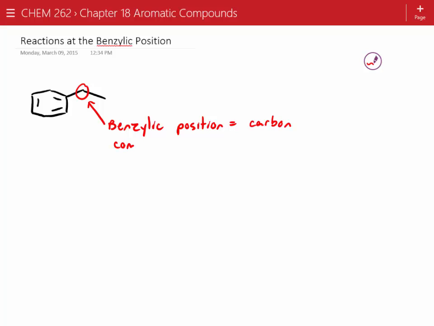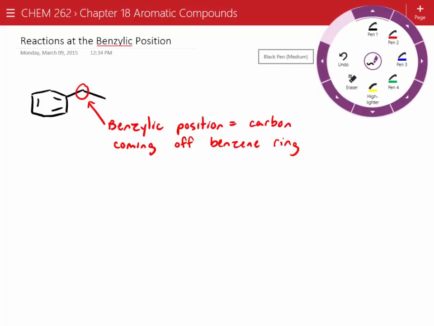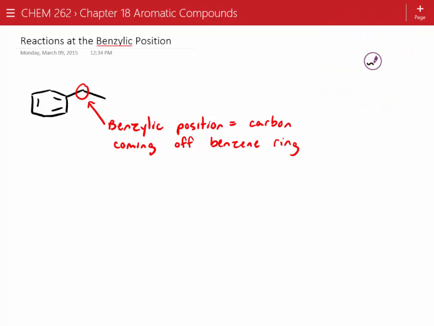Equals carbon coming off a benzene ring. And these carbons are very, very, very reactive. It can do quite a bit of chemistry, and we'll go through and talk about the chemistry we can do at this position, but all of these reagents, with the exception of one, we've already seen before. So let's think about oxidation chemistry.